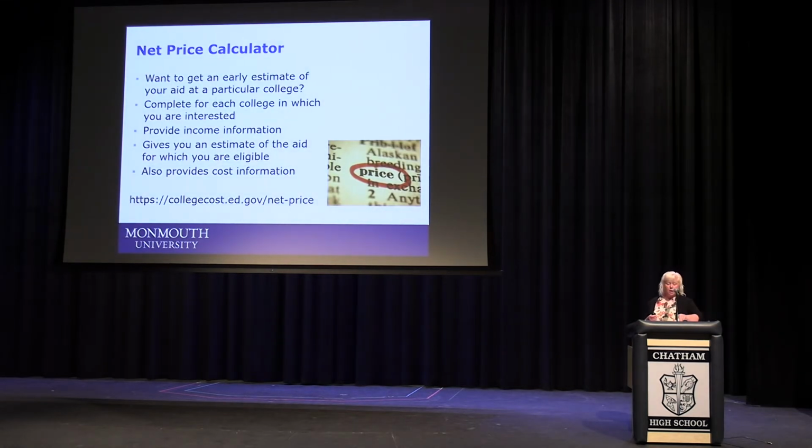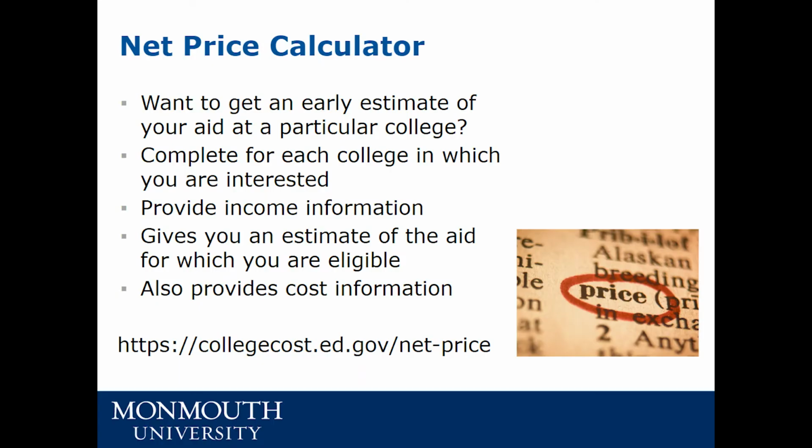So one of the tools that I want to give you for getting an early read on financial aid eligibility is something called the Net Price Calculator. Every college and university across the country has to have what's called a Net Price Calculator on their website. And what does it do? It provides you with an estimate of the student's aid eligibility at that specific college.